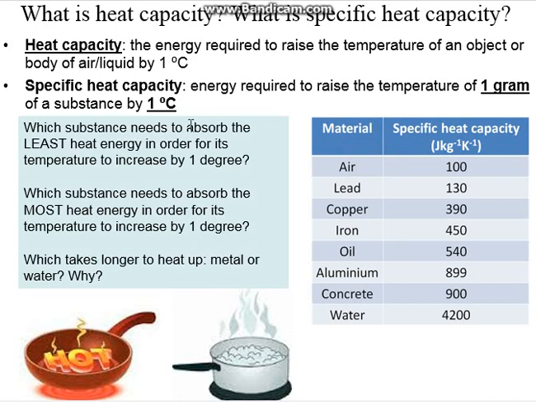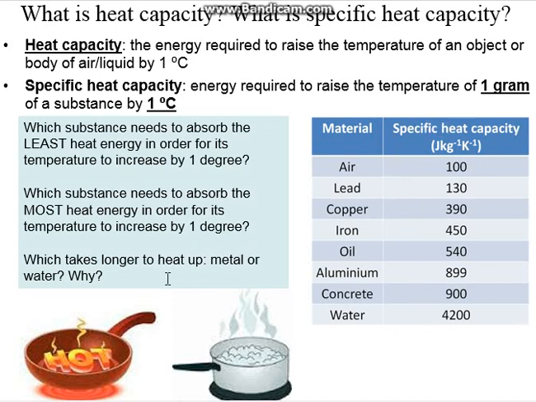So which substance needs to absorb the least amount of heat energy in order for its temperature to increase by 1 degree? If we look at this, the smallest number is going to be 100. Which substance needs to absorb the most heat energy in order for its temperature to increase by 1 degree? If we look at the table again, the biggest number is 4,200, which is water. It requires the most energy.